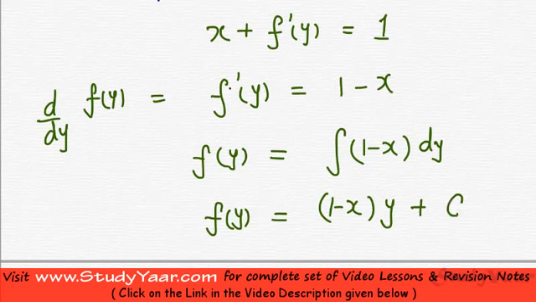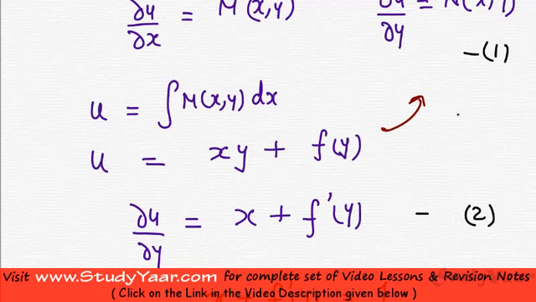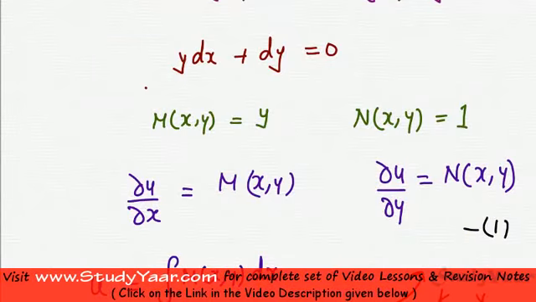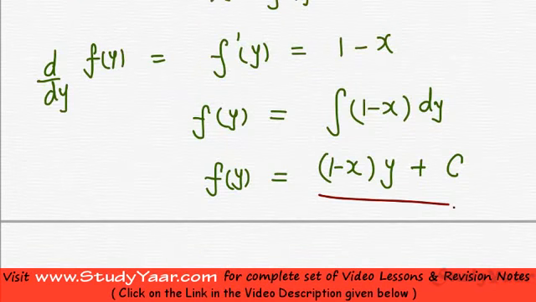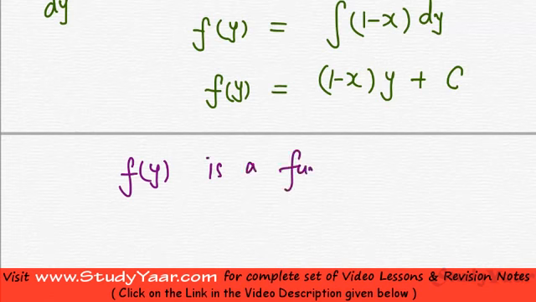Now you see that your f of y is essentially a function of x as well as y. However, we said that f of y is essentially a constant, which should have either constant terms or y's. It shouldn't have x. Therefore, we can say that we cannot have a potential function for this particular equation, because when you try to find f of y, what you are getting is a function of x as well as y. So I'm just going to write over here, f of y is a function of x as well as y.